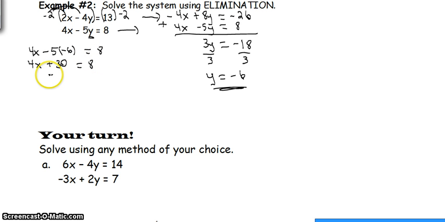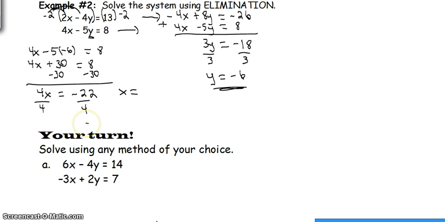And when I subtract 30 from both sides, 4x will equal negative 22. Again, be very careful with your signs and use your calculators if you need to. Divide by 4. So now x is going to equal negative 22 over 4, which I will reduce. 2 goes into negative 22, and that will be negative 11. 2 also goes into 4, so that will be 2.